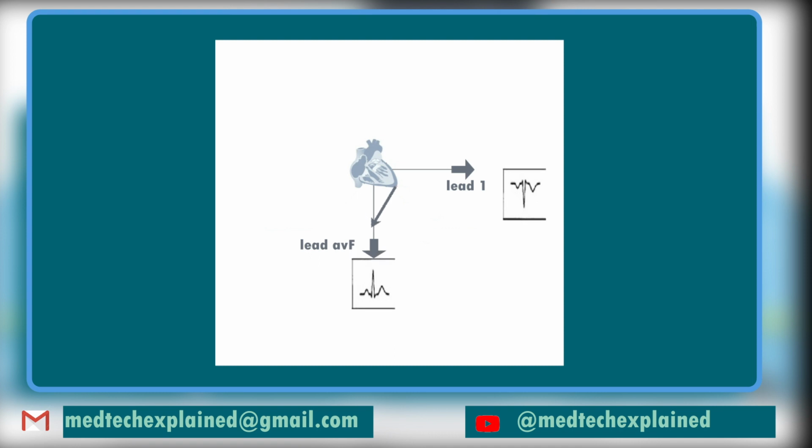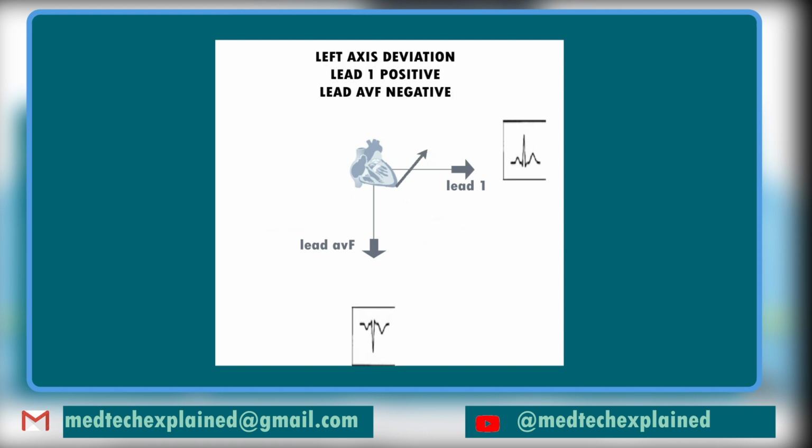What about opposite conditions that increase the size of the left ventricle? Well, in conditions enlarging the left side of the heart, like hypertension or aortic stenosis, which cause left ventricular hypertrophy, the axis of the heart shifts to the left, or left axis deviation.